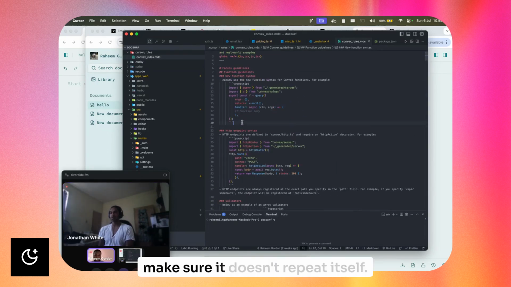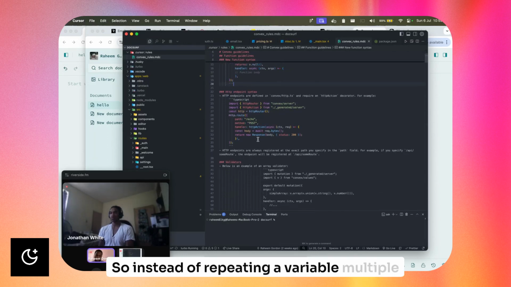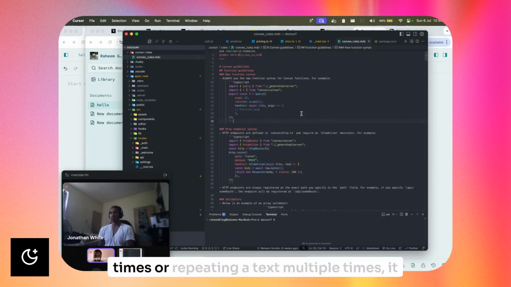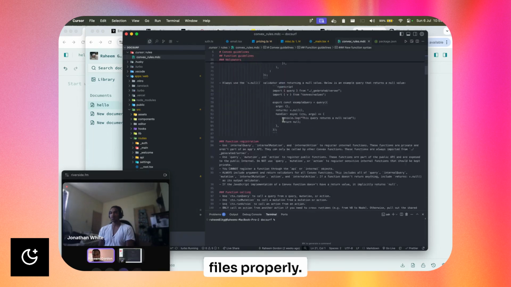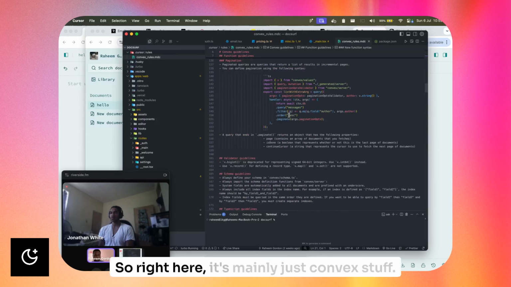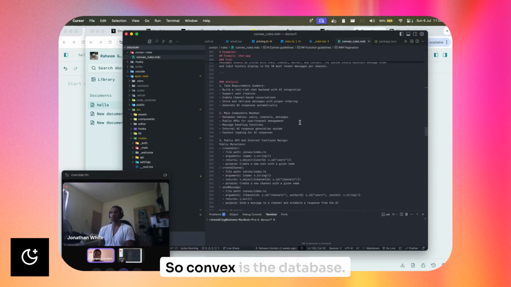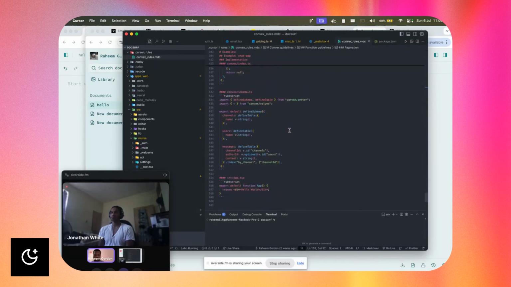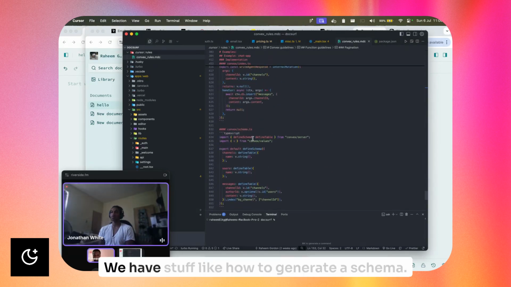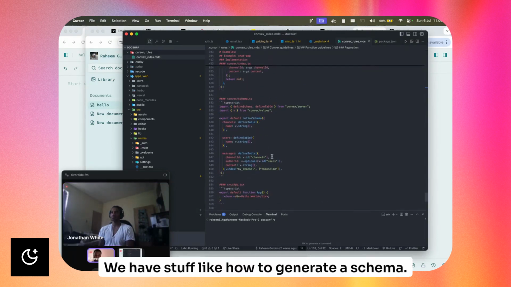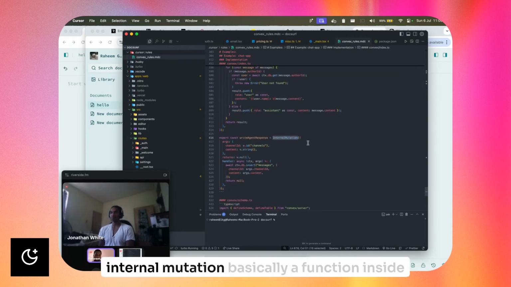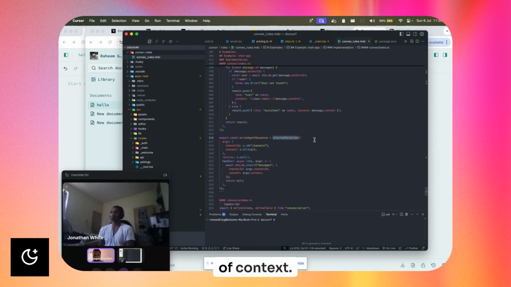Make sure it doesn't repeat itself. So instead of repeating a variable or a text multiple times, it would put in a variable. It would organize the files properly. So right here, it's mainly just Convex stuff. Convex is the database that I'm using. So we have stuff like how to generate a schema, an internal mutation, basically a function inside of Convex.